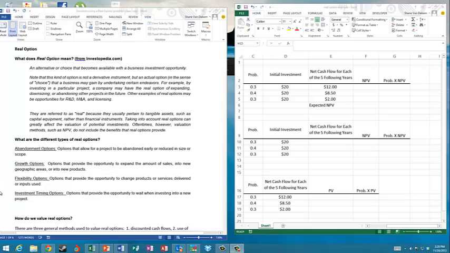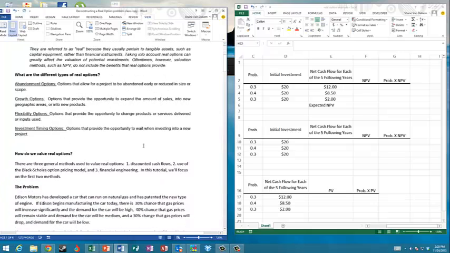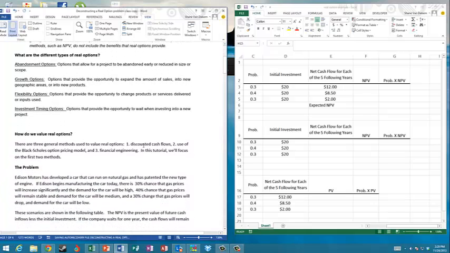So how do we value a real option? Well, there's three different methods used to value a real option. The first is discounted cash flows. The second is the use of the Black-Scholes option pricing model. And the third is financial engineering. Financial engineering tends to be very specific to the situation or maybe to the company, so we're not going to worry about that in this case. We're going to focus, though, on the first two, discounted cash flows and the use of the Black-Scholes model.